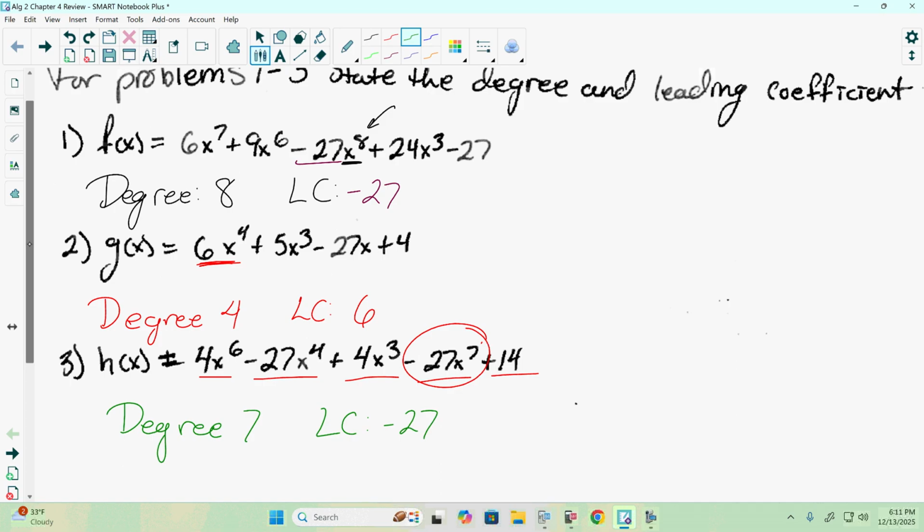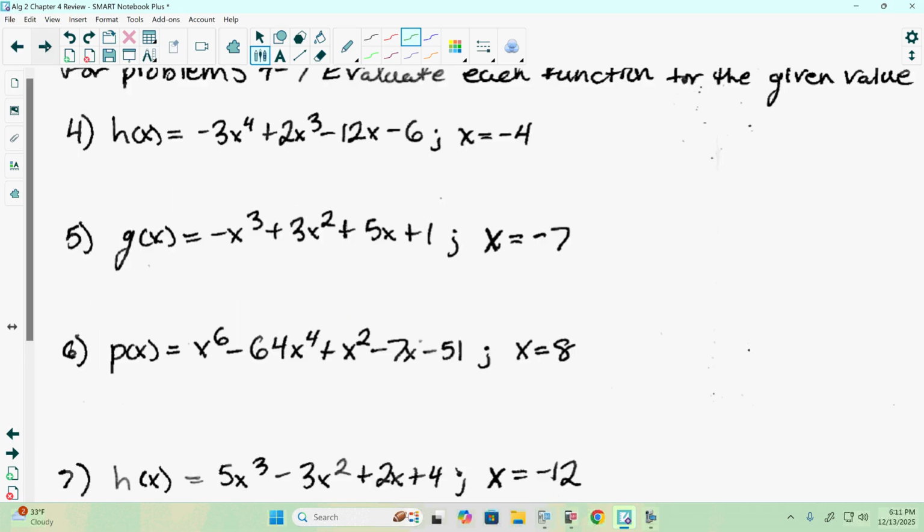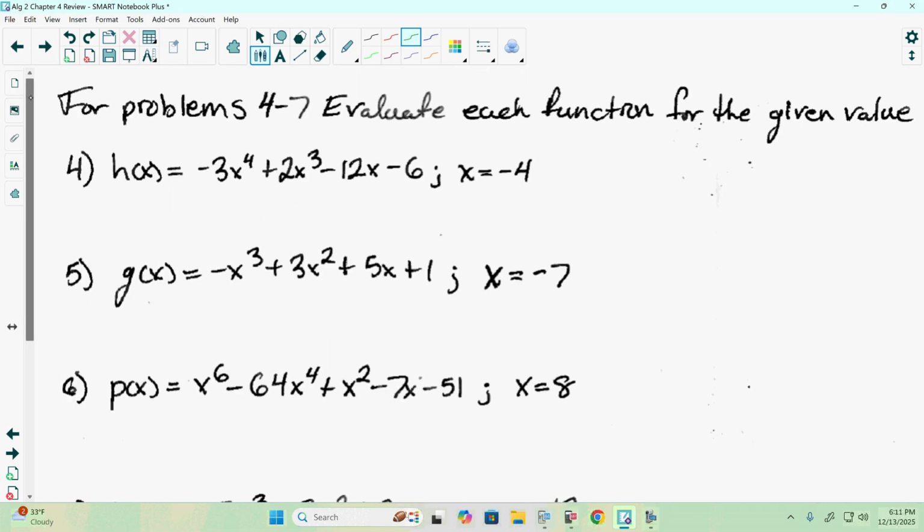Now most likely, stating the degree, leading coefficient, and determining if it is or is not a polynomial function are going to be put together on the test. So, determine if it's a polynomial function. If it is, state the degree and leading coefficient. They're probably all going to be put together.